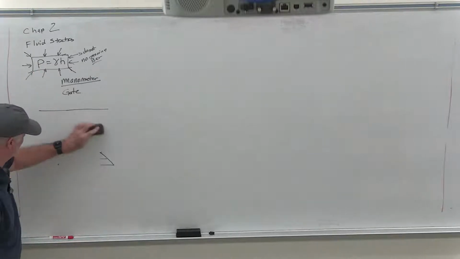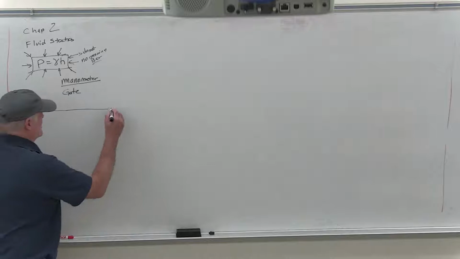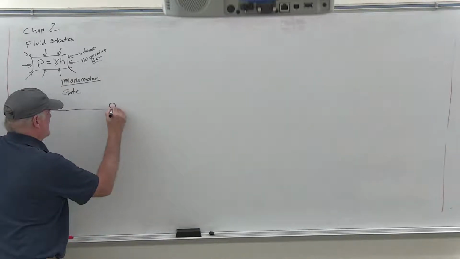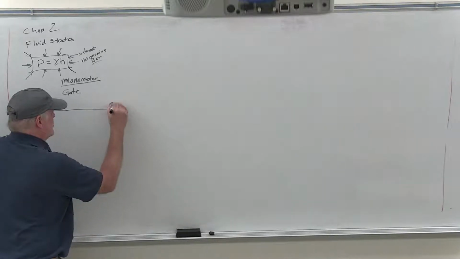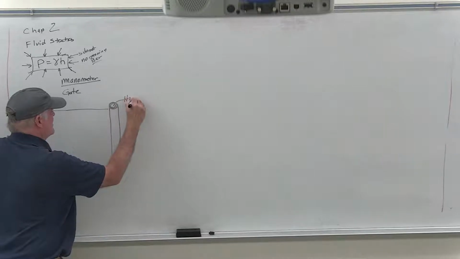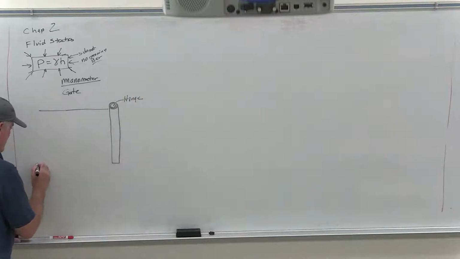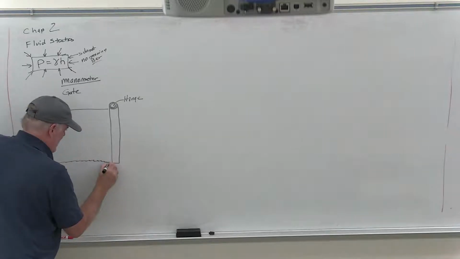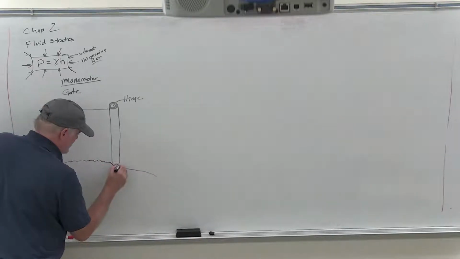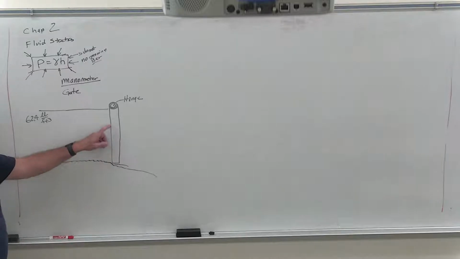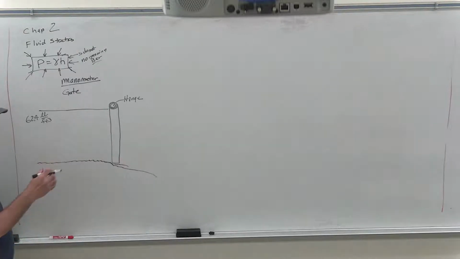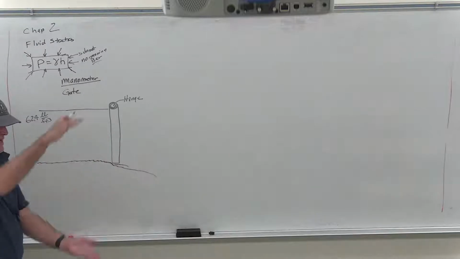So now let's take a situation where you're trying to build a gate. So you have this gate, a big piece of metal, and this is a hinge, and you're trying to hold back some water. So here's your ground, and maybe it can leak out a little bit, like a trickle, but you want it to hold it back. So you have water, say at 62.4 pounds per cubic foot, and say this gate is perfectly square.